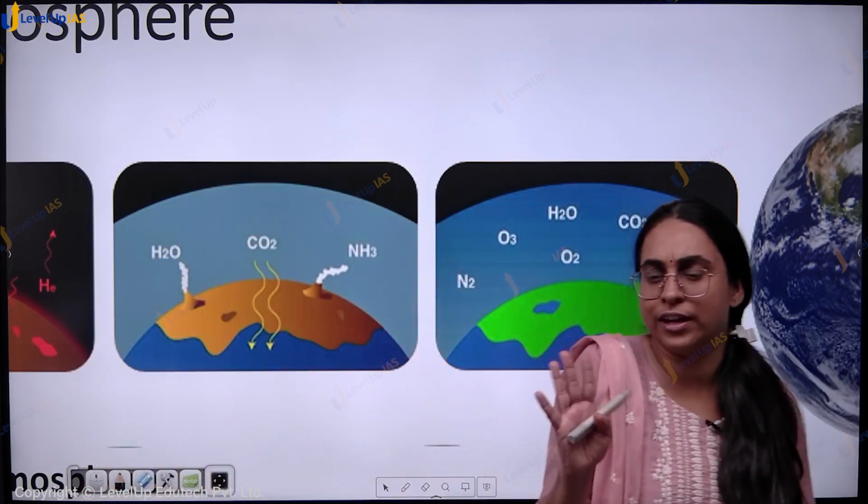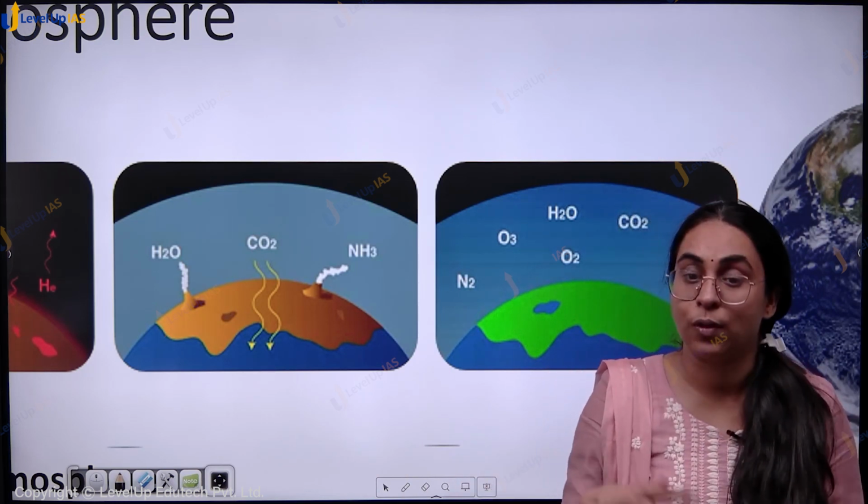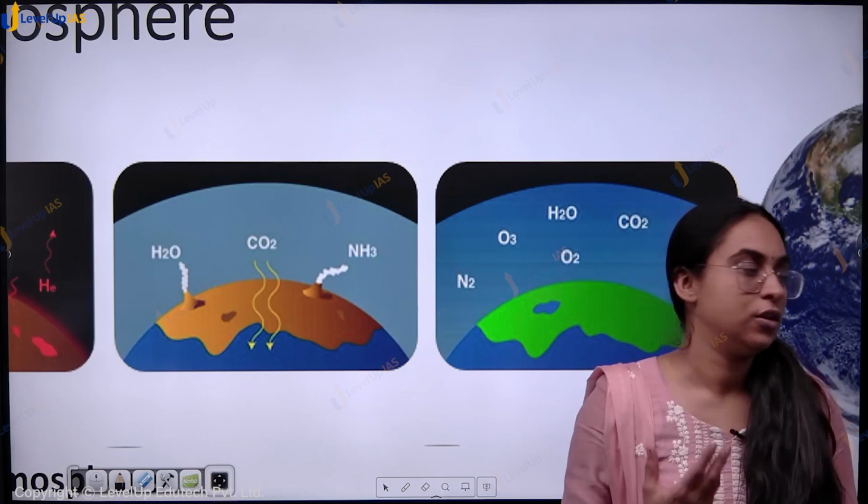Nitrogen is not a very reactive gas, so it does not react as much and it kept on building. So what do we have? We have 78% of nitrogen.